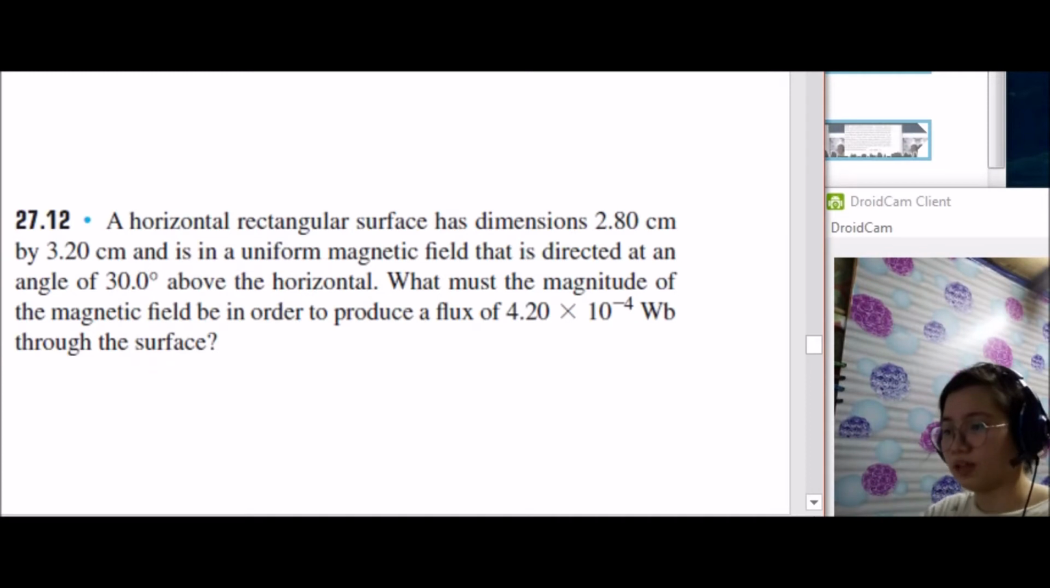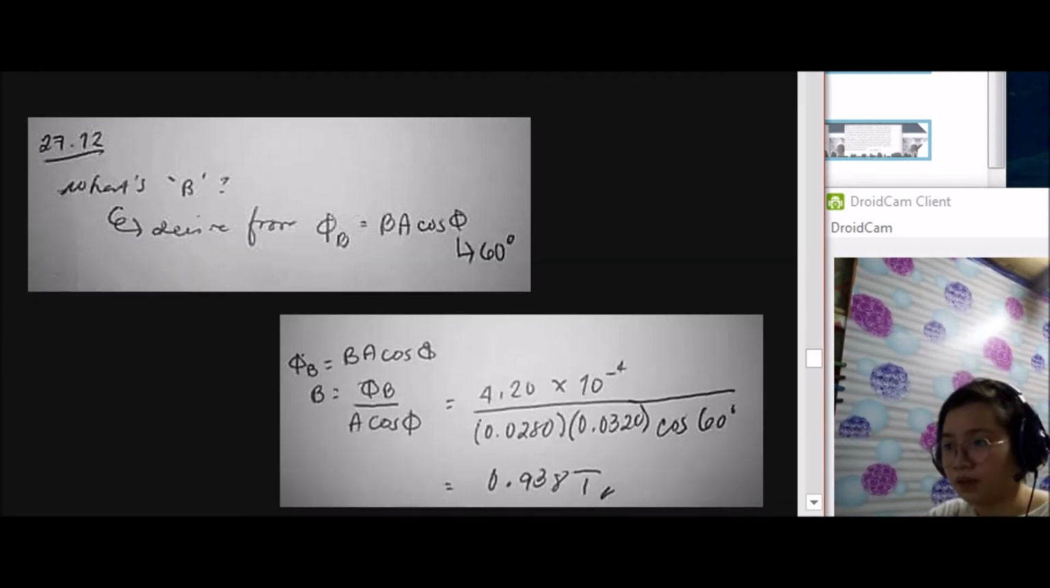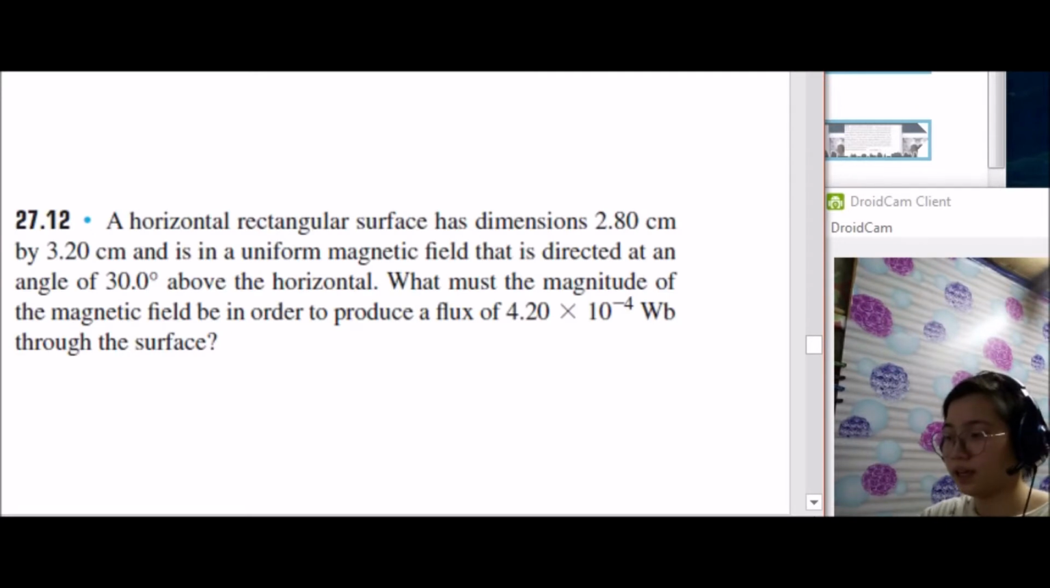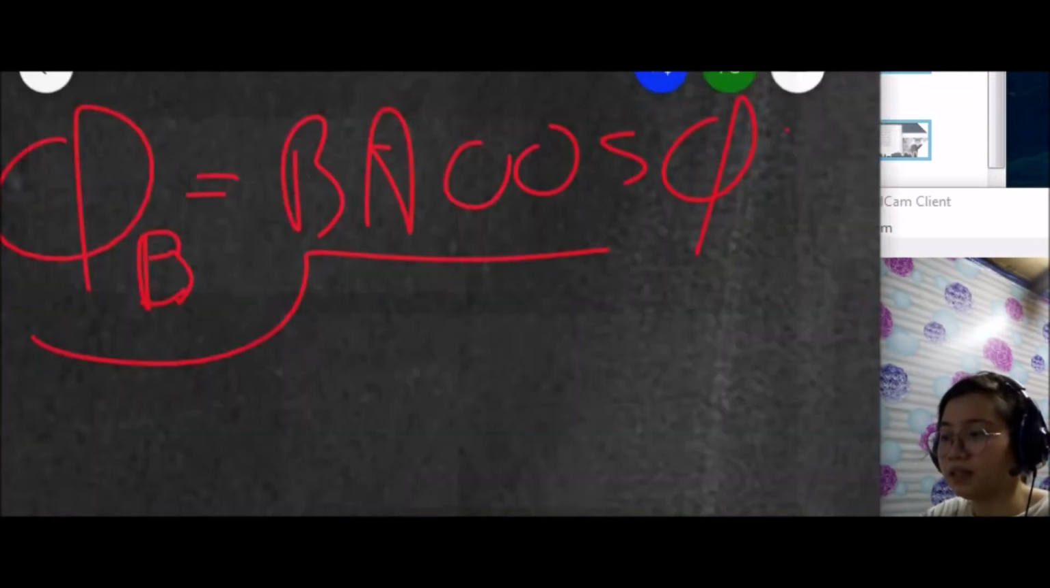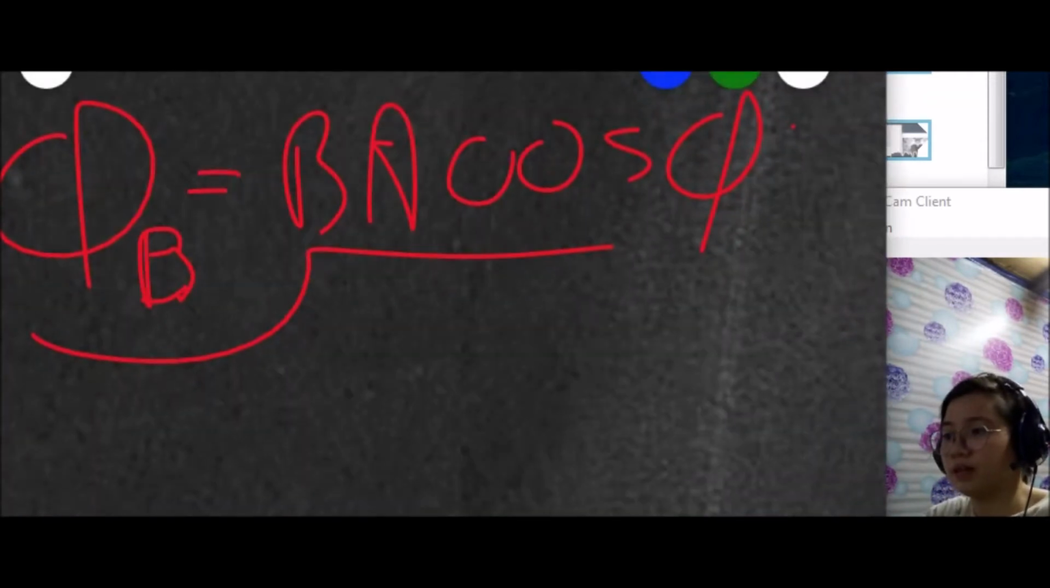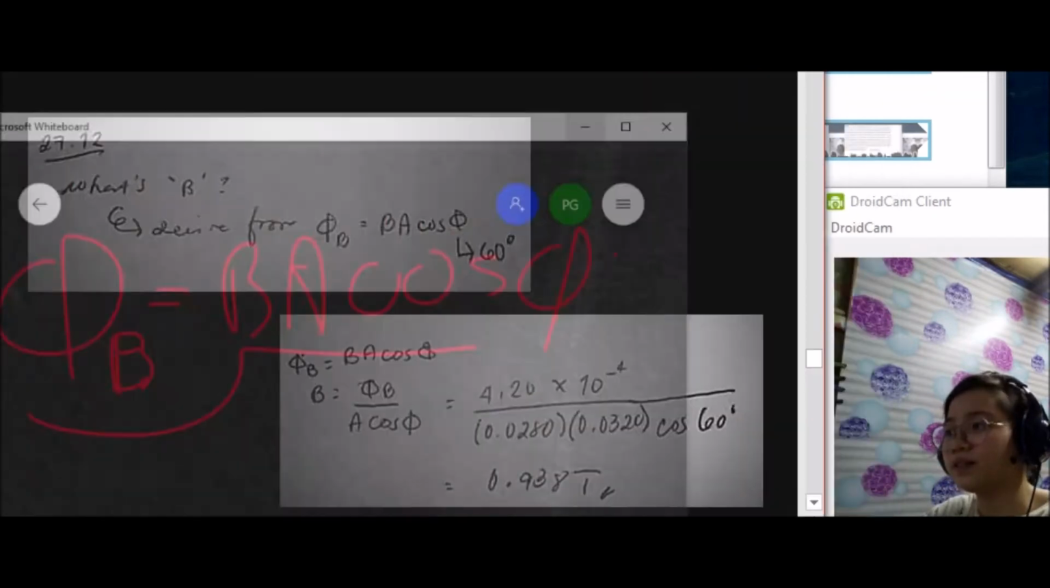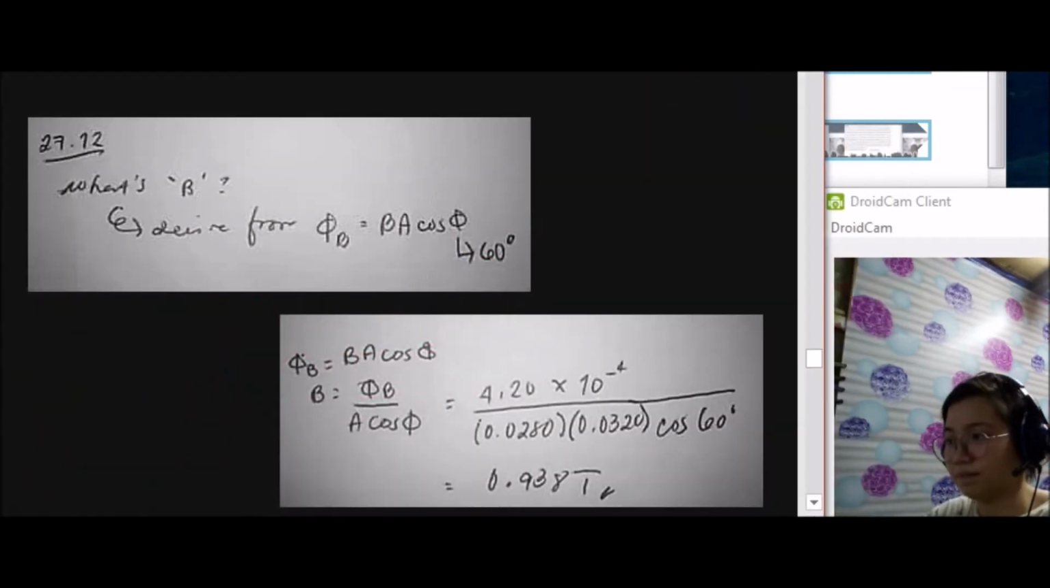So, let's have it here. We'd like to talk about B because we're talking about the magnetic field. B is our magnetic field, and we want the magnitude of that. So, what is B? We get it from these equations: phi B equals B A cosine phi. We want to have B.